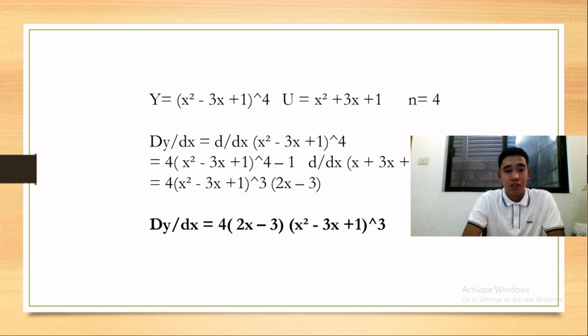Example number 3. y equals (x squared minus 3x plus 1) raised to 4. Let u equal x squared minus 3x plus 1, and n equals 4. dy/dx equals d/dx of (x squared minus 3x plus 1) to the 4th power, which is 4 times (x squared minus 3x plus 1) to the 3rd, times d/dx of (x squared minus 3x plus 1), equals 4(x squared minus 3x plus 1) cubed (2x minus 3). So the final answer is dy/dx equals 4(2x minus 3)(x squared minus 3x plus 1) cubed.